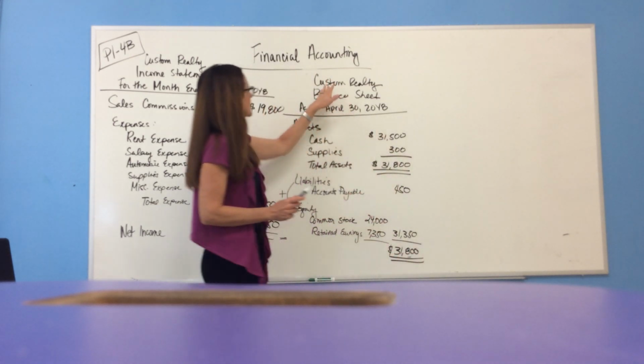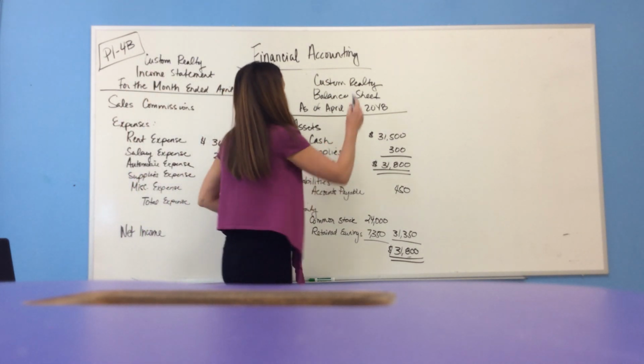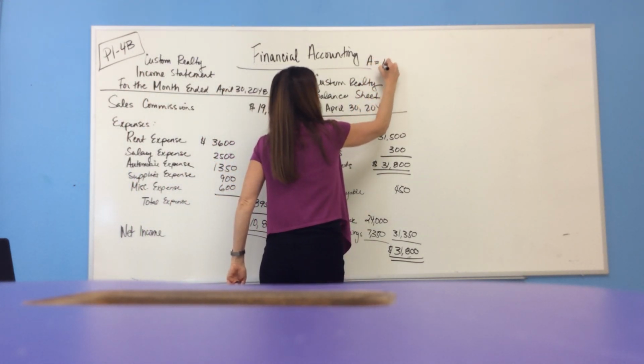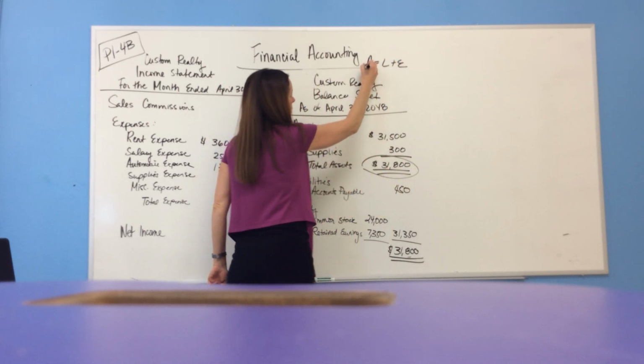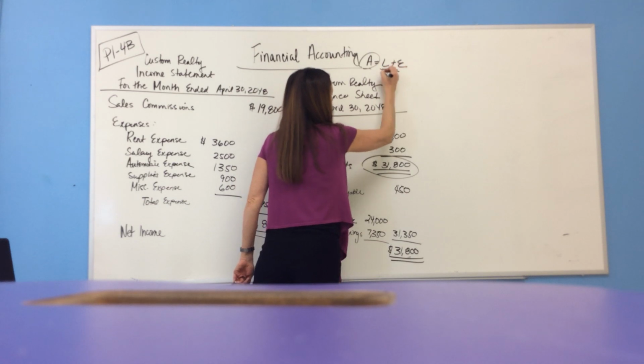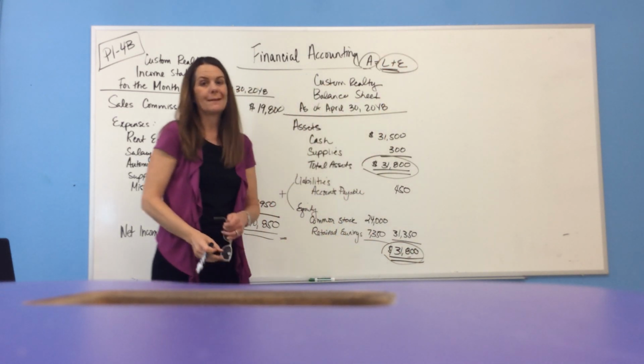So just like the name says, balance sheet, you have to balance. So your assets, remember your accounting equation, your assets here have to equal both liabilities and equity here. And that's what makes them balance.